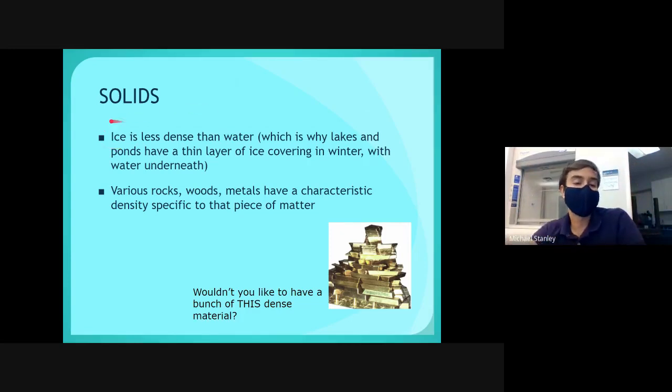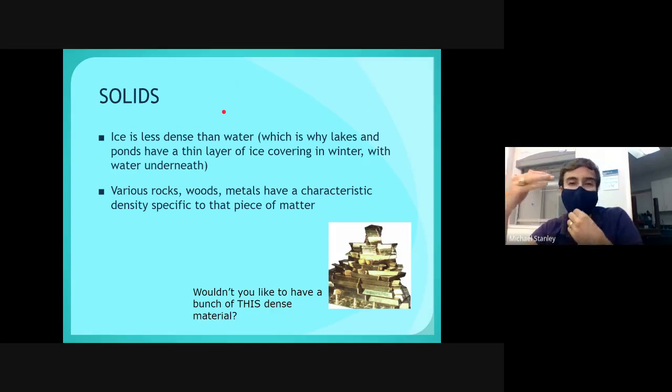So ice, like the ice in your water bottle or soda glass, or the ice in an iceberg in the ocean, is slightly less dense than liquid water. So this is why ice cubes float in your drink. This is why lakes and ponds develop ice across the top of the pond and it doesn't sink down to the bottom.